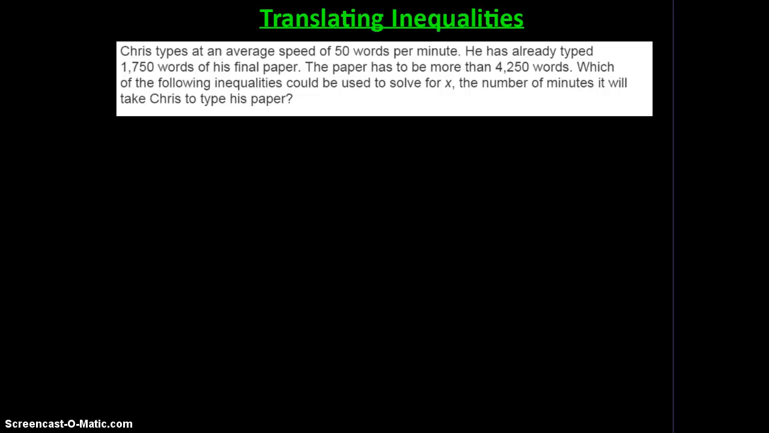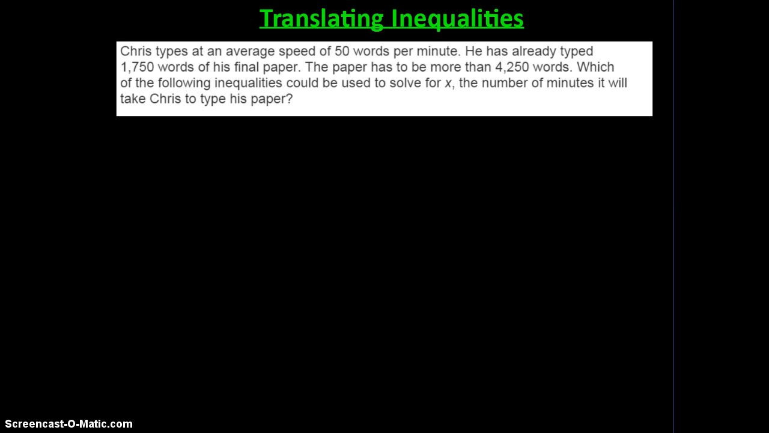Welcome back, class. Now what we're going to look at is how to translate inequalities from word problems. These word problems, some of you may have seen before. I took them directly from your Study Island, but they are good examples of how we're going to dissect these word problems and pull out really the important and key information.